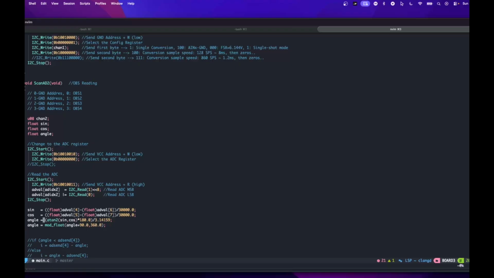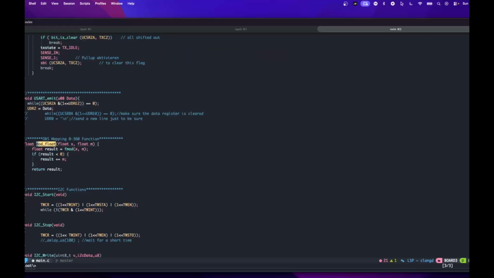After that, I do the arctangent of sine and cosine, and I multiply by 180 and divide by pi in order to get the angle in degrees instead of radians. And with this, mod float is a function that wraps the value always from 0 to 360. We're going to see that. And I also add plus 90 to match what the OBS indicator shows.